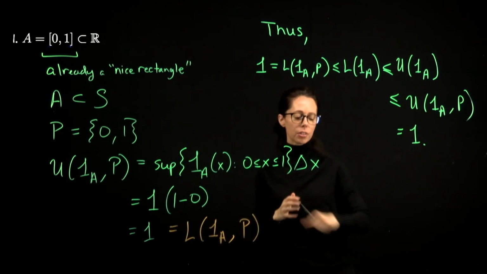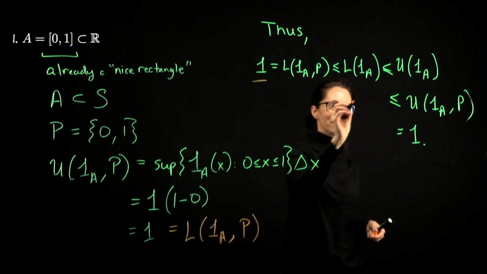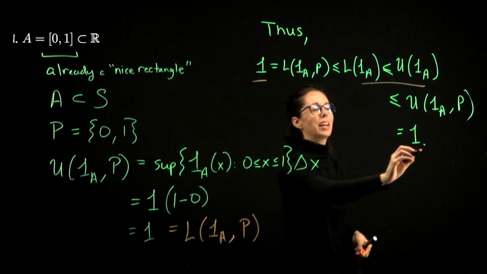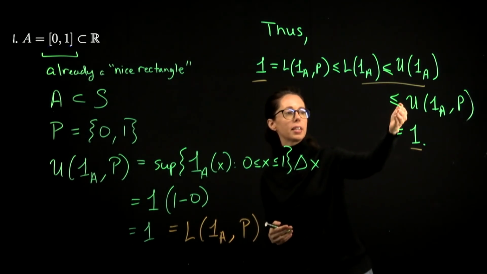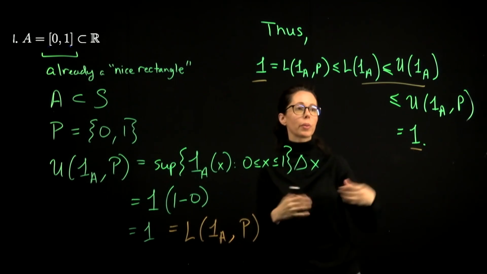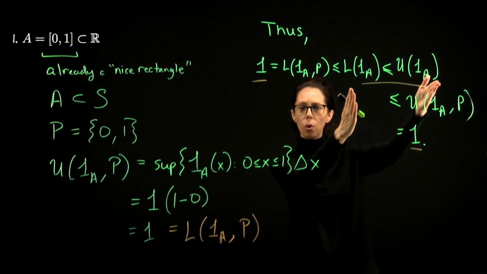Reading left to right, we have 1, this pair of numbers, and 1. Therefore, all of these less than or equal to signs must be equalities because we start and end with 1. Therefore, these two numbers coincide, they equal 1.